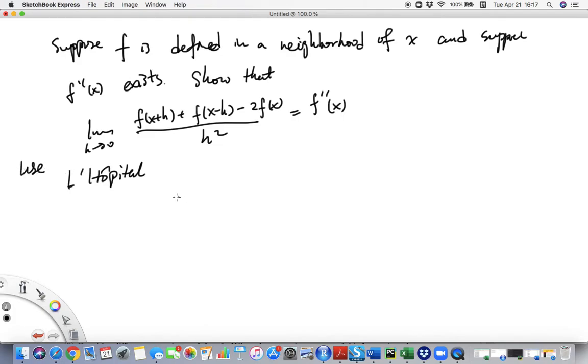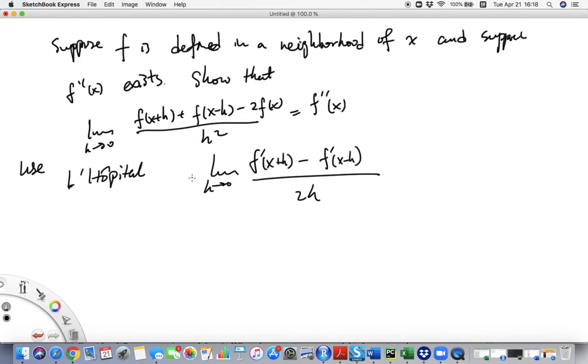Use L'Hopital. So you take the derivative of the denominator, you get 2h. Derivative of the numerator, what do you have? You have f prime of x plus h minus f prime of x minus h, right? And that's it. Because here, remember, h is changing, right?